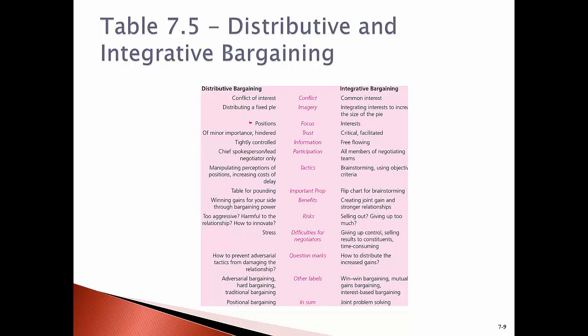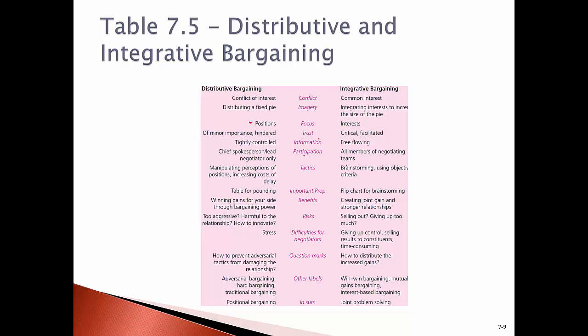When you have distributive bargaining, you don't necessarily have to have trust. And in fact, trust can be hindered by this process. If we're trying to do something that's more integrative, trust is critical and often needs to be facilitated by an outside person. When you're doing distributive bargaining, information is tightly controlled, whereas in integrative, it's free-flowing.